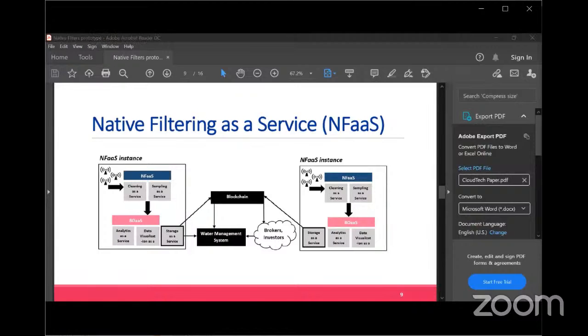To provide states, NGOs, and private initiatives the possibility to deploy a water management system without the burdens of water monitoring systems, we propose in this paper a new cloud service called Native Filtering as a Service, which is presented in this slide.